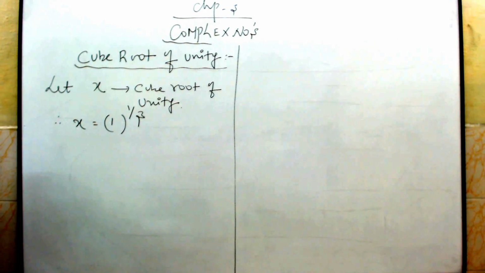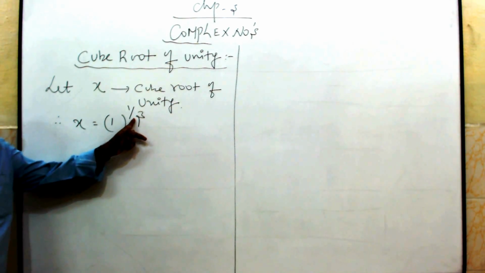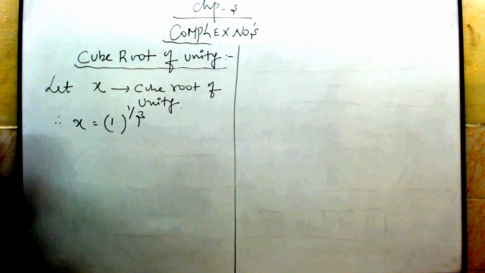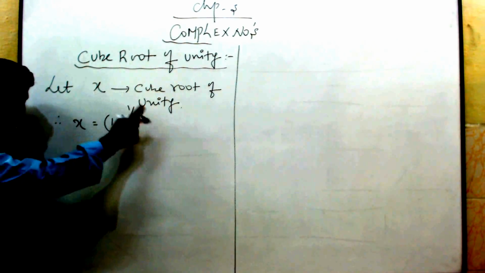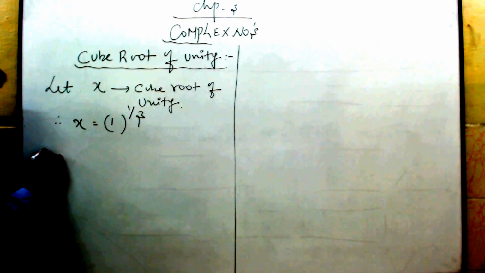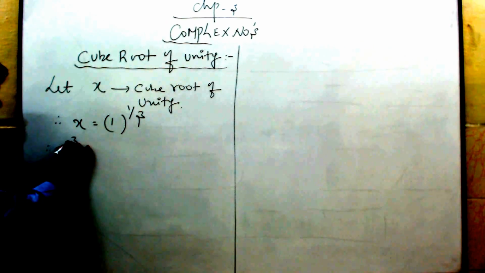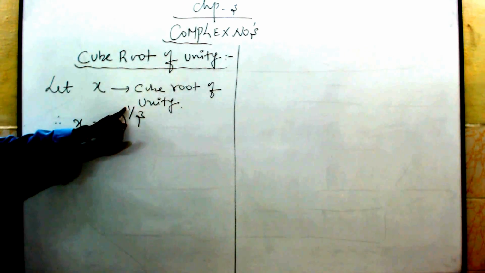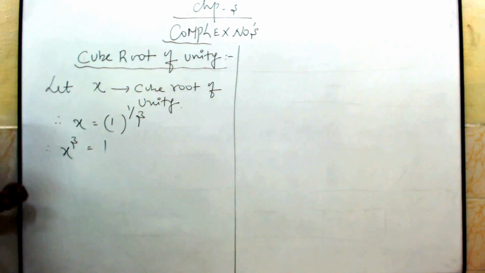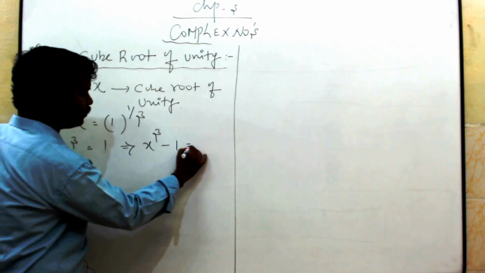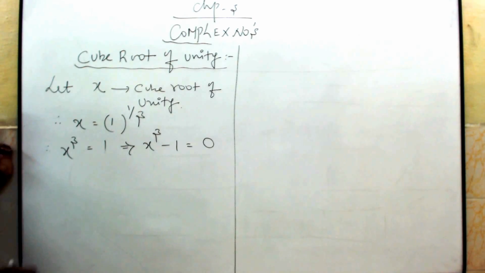எப்படி cube root of unity சொன்னோன்னு புரிஞ்சுதா உங்களுக்கு? Cube root means what? Power 1 by 3, of what? Unity. Unity means 1. So 1 power 1 by 3. Next step is taking cube on both the sides. திருப்பி சொல்றேன் உங்களுக்கு. Taking cube on both the sides, so what you will get? x cube is equal to 1. Cubing on both sides, இங்க cube வரும், இங்க 3 வரப்போ 3 3 என்ன ஆகும்? Cancel ஆயிடும் இல்லையா? 1. So this can be written as x cube minus 1 is equal to 0.